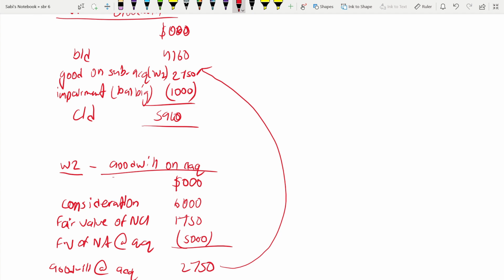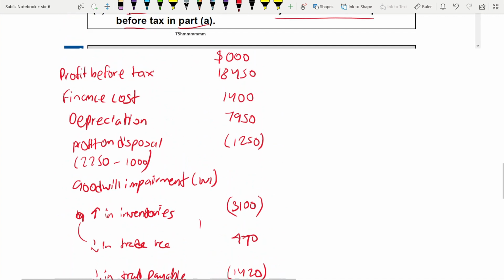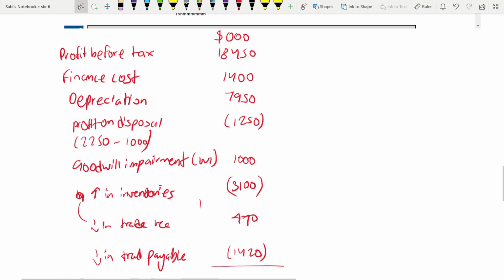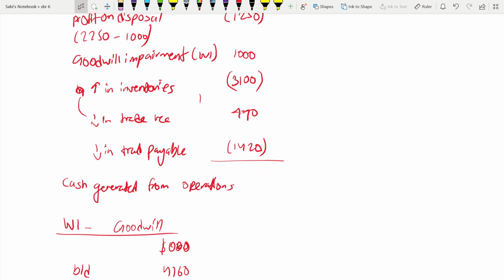Okay. So this 1,000, you go and put it here. Needs to be added. So once you do all your addition and deduction from profit before tax, what you get as cash generated from operation is equal to 23,500. This is the amount. Keep this calculation with you. We are over with part A.